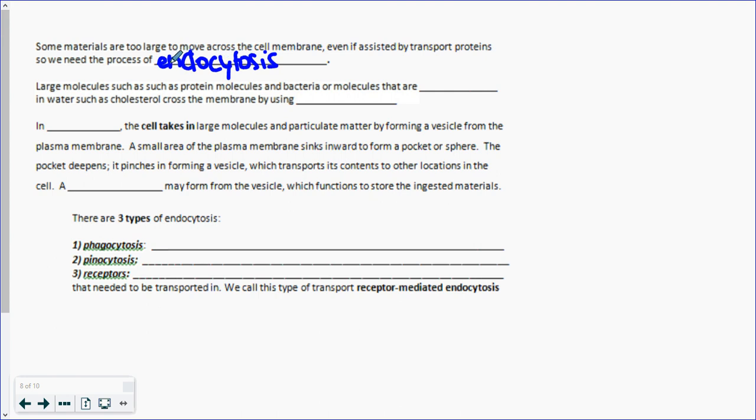Sorry, that's almost impossible to read. Endocytosis. Exocytosis.